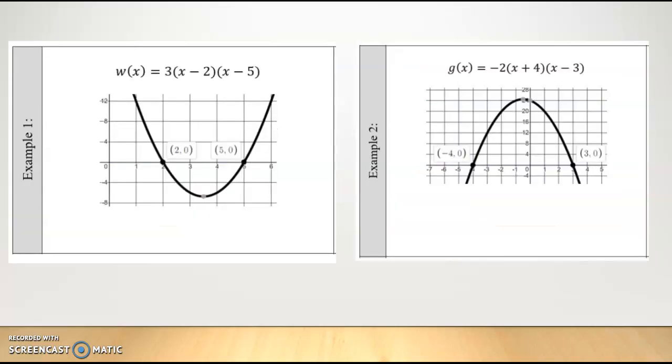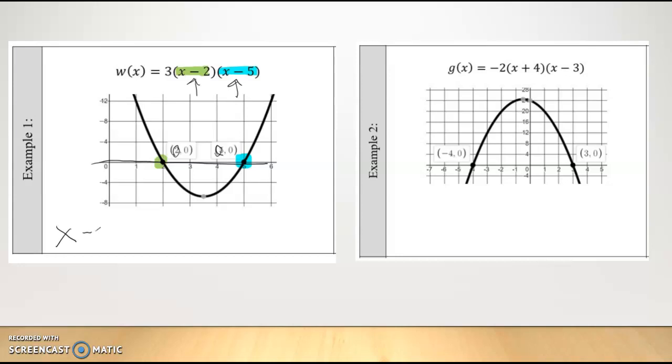So if I look at this graph, I can see I have two factors, x minus 2 and x minus 5. If I look at my graph, I see I have x-intercepts, right? Because I cross my x-axis at 5 and 2. What you should notice is that there's a minus sign in each of these, but my x-intercepts are both positive values. So you need to remember to take the opposite of those values inside your parentheses.